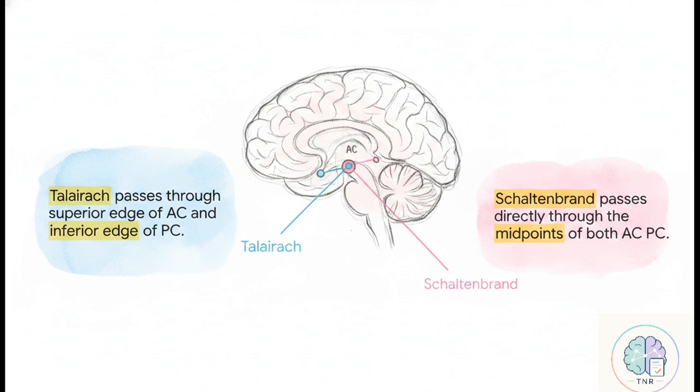The widely used Talairach definition passes through the superior edge of the AC and the inferior edge of the PC. But there's an alternative, the Schaltenbrand definition, which passes straight through the midpoints of both. These two accepted definitions differ by almost 6 degrees. When you're trying to map millimeter-precise functional zones, a 6-degree tilt in your entire baseline is a massive variable.